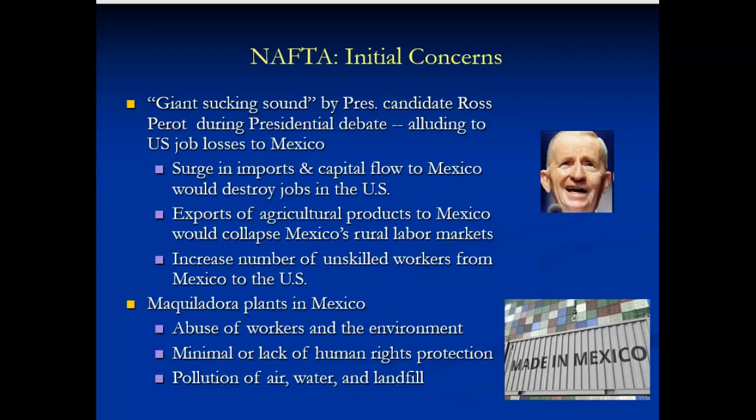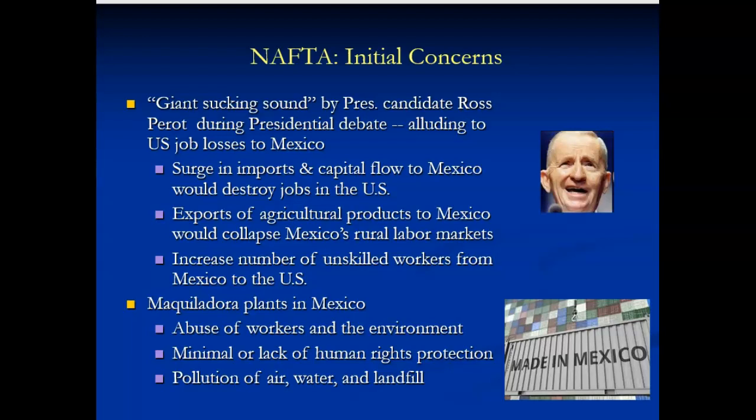At any rate, he said that there's going to be this great sucking sound in a televised debate, and that got a lot of attention because he was saying that that sucking sound was going to be jobs and industry going to Mexico. He said there'd be this surge of imports and capital that would go to Mexico and destroy jobs in the U.S., that exports of agricultural products to Mexico would collapse Mexico's rural labor markets. Actually, he didn't say that, but there were others who were saying that.